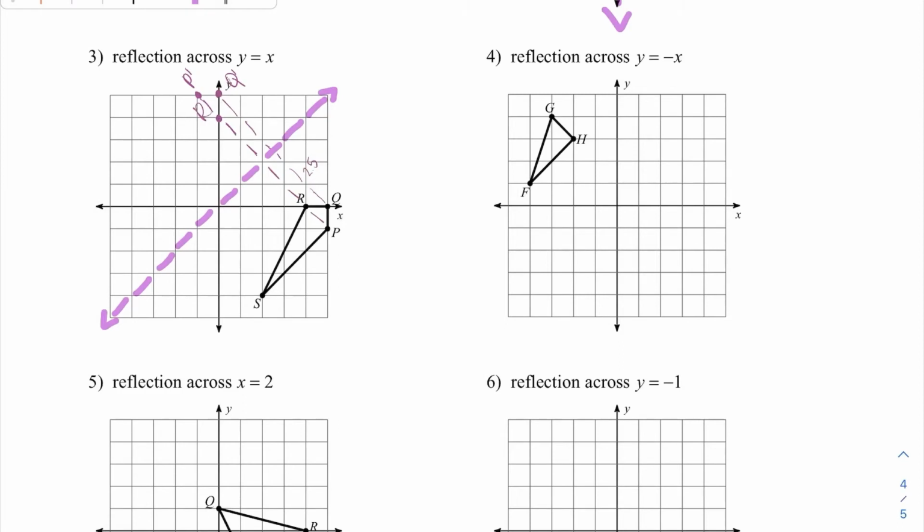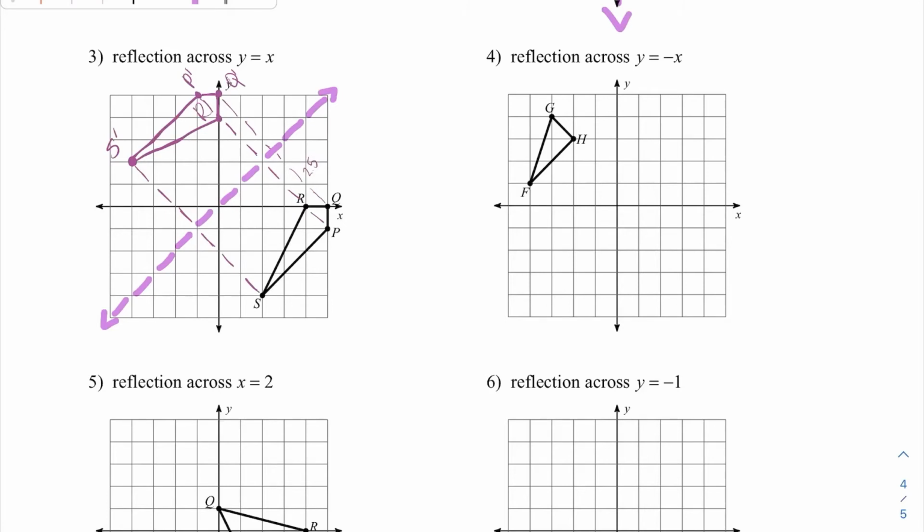All right, then finally point S. We have 1 unit diagonally, 2 units diagonally, and 3. So we're going to continue on the other side 1, 2, 3. So that gives us our new point S. The final step is to connect these 4 points. And you should be able to see that this is a mirror image over the line y equals x.